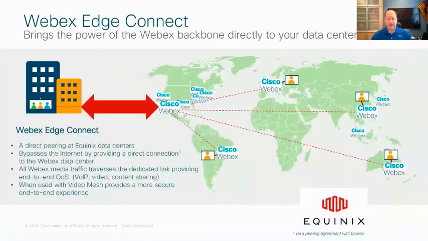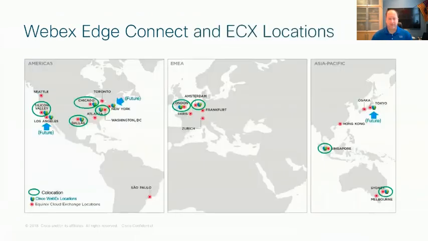So WebEx Edge Connect is basically a peering agreement that Cisco has with Equinix to provide a backbone infrastructure connection to our data centers, and also a direct peering link so that the customer can have a direct link into the WebEx data center. This provides obviously higher quality audio and video connections going directly from the customer prem into our WebEx data centers. Now you may be saying to yourself, where might these data centers be?